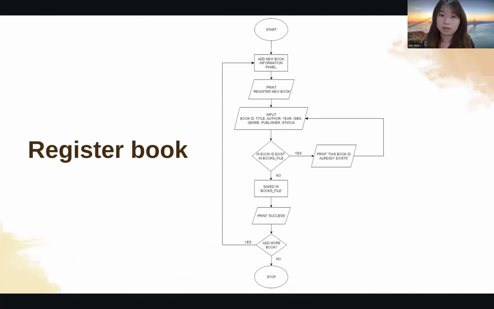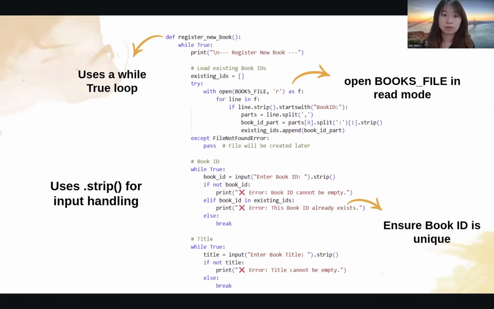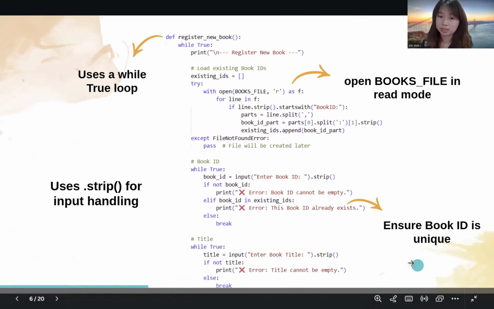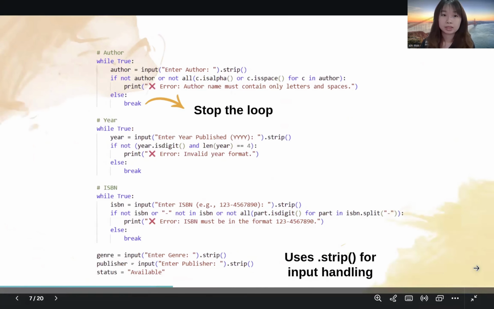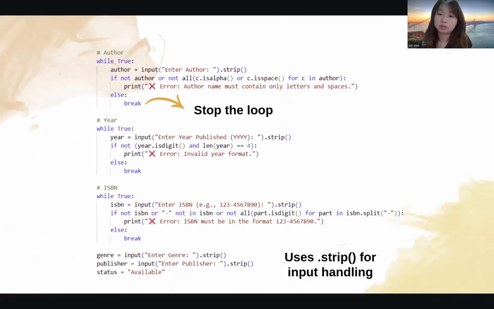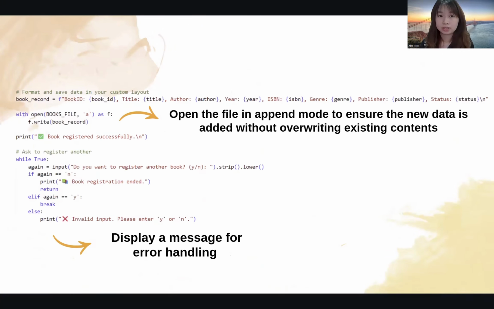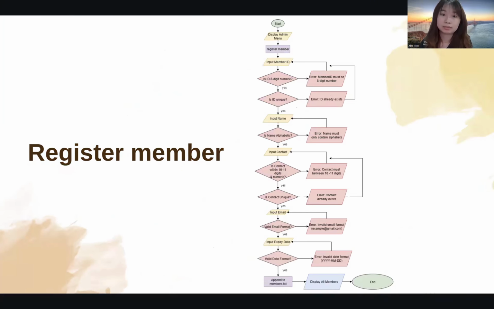This is a flowchart for register book. For register book, we use a while True loop also. We open the book file in read mode and also .strip for input handling. Next, we also ensure the book ID is unique. We use break to stop the loop, also .strip for each input handling. Besides, we open the file in append mode to ensure the new data is added without overwriting existing content. We also display a message for error handling.